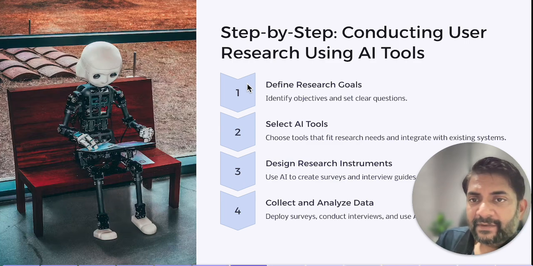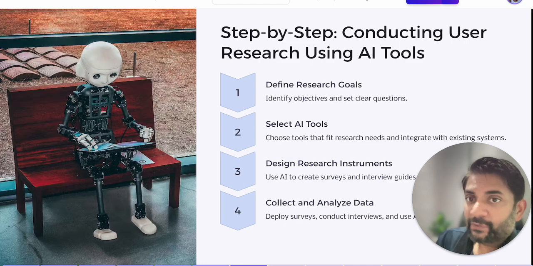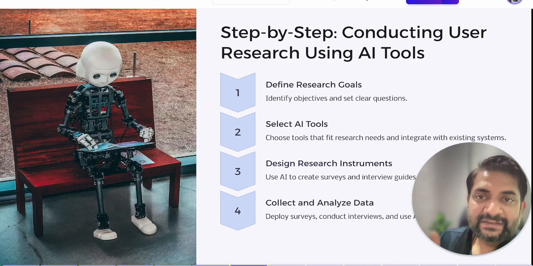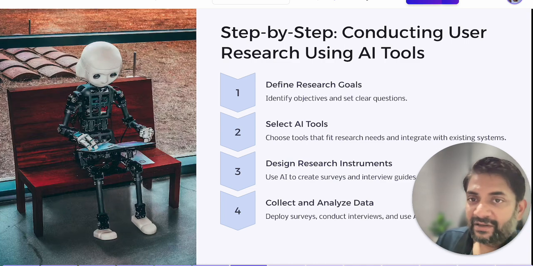Step 1 is you define your research goals. So what are we doing? We are conducting user research using AI tools. Step 1 is to define your research goals. You identify the objectives and you set clear questions.